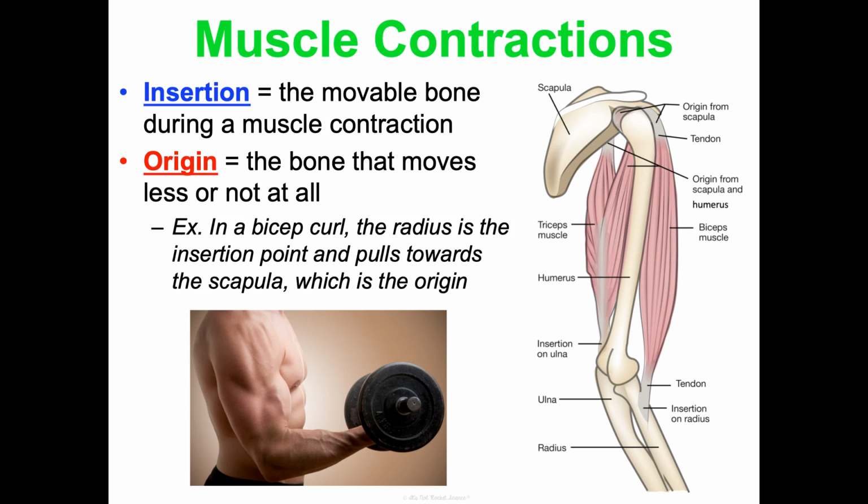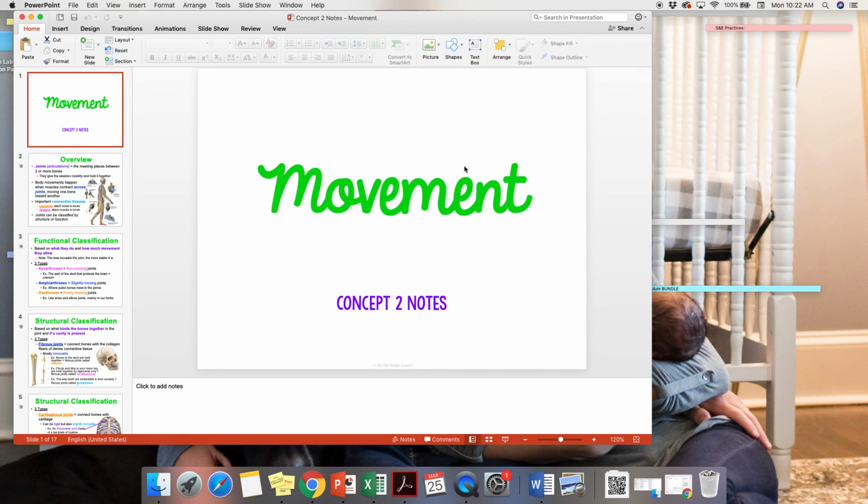So, for example, in a bicep curl, your radius is the insertion point and it pulls towards your scapula, or excuse me, your scapula, which is the origin, which we can see in this picture. So that's what's happening here. It's also pulling towards your humerus too, which it's connected to. So you could say those are both points of origin. So that's something we're going to keep bringing up as we look at different joints. And then as we talk more about muscle contraction, is this idea of the origin and the insertion. And that is our overview of movement.